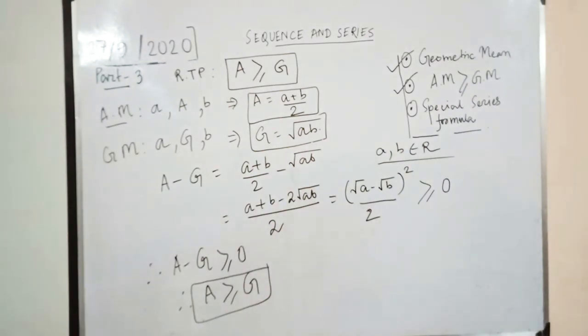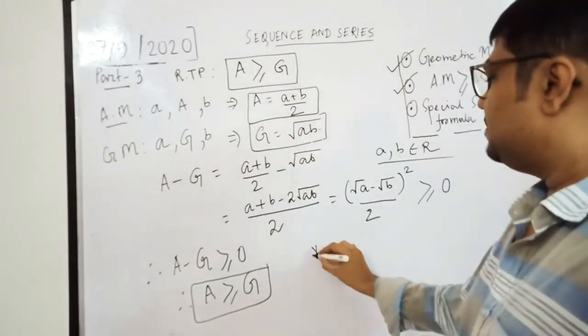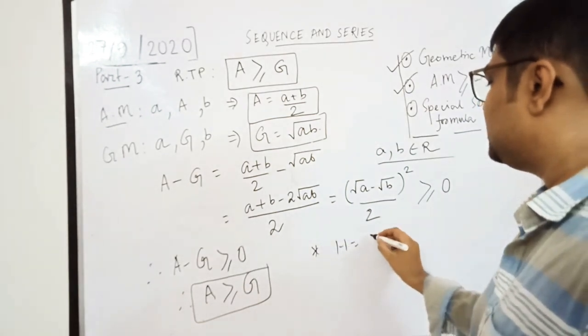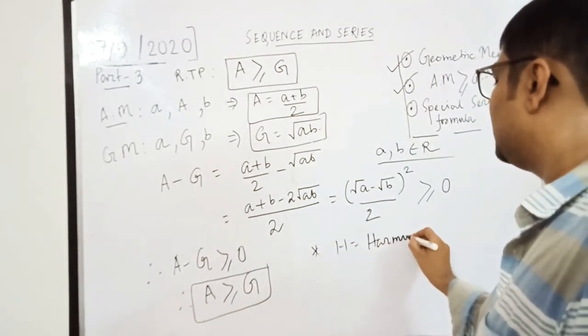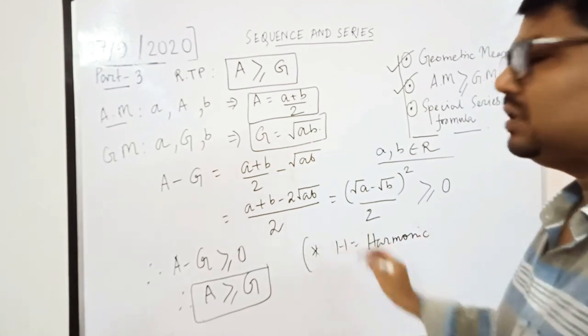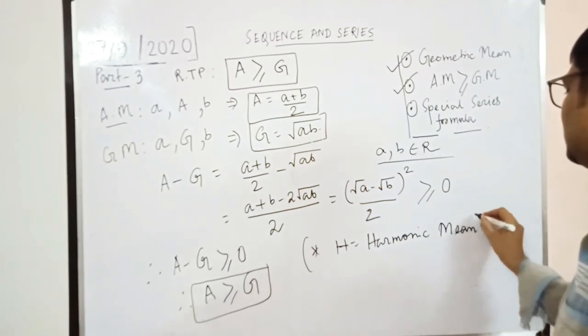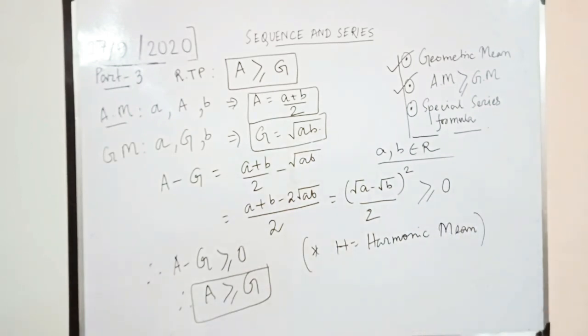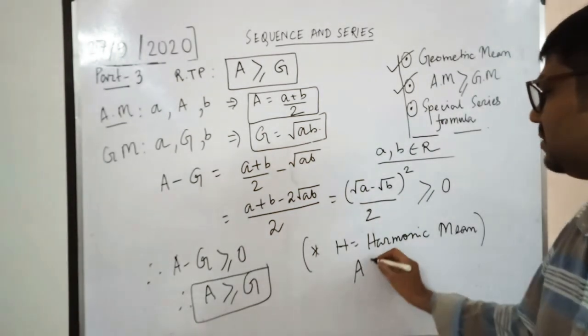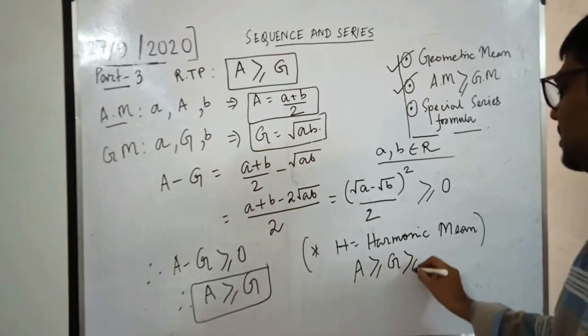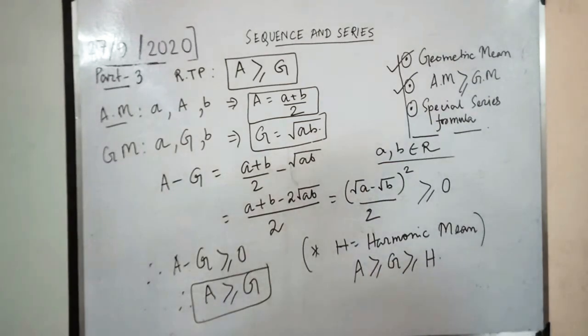Okay, for your reference I tell you there is something called h as well, which is the harmonic mean. This is not in the syllabus, but just for reference I tell you there is a harmonic mean. If you involve the harmonic mean and get the relation, it will be something like this. Harmonic mean is actually associated with harmonic progression. So if you try to associate, it will look like this. But don't worry, this is not in the class 11 syllabus.